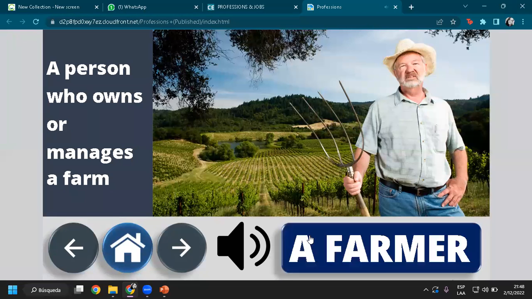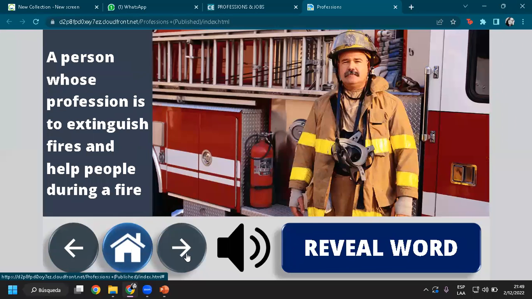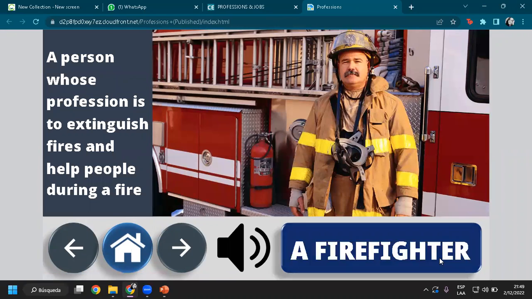Okay, money. We say farmer. Farmer. Vocabulary. Escríbanlo, please. Farmer. ¿Cómo digo agricultor? Farmer. That's the one. O granjero. Do you remember this one? A firefighter. Firefighter. Good job.